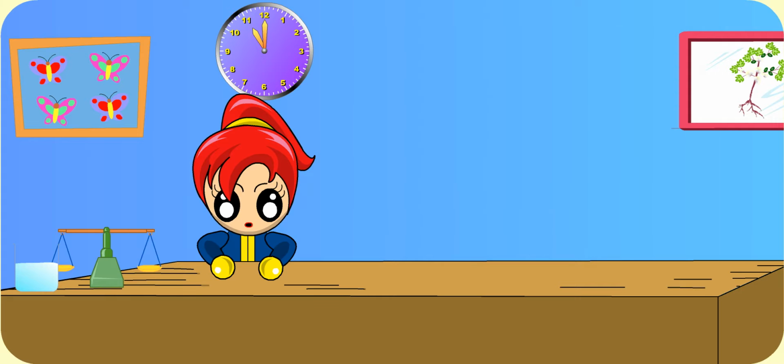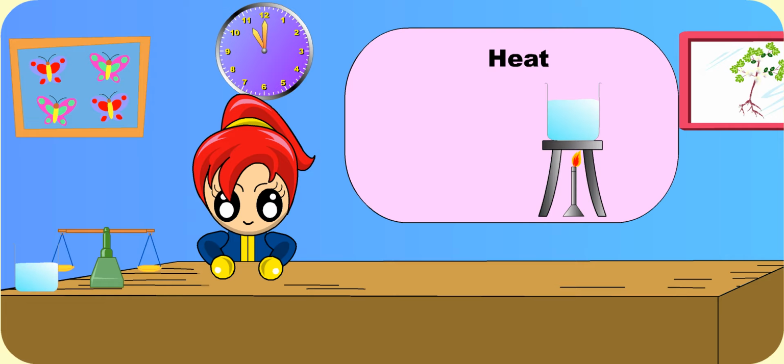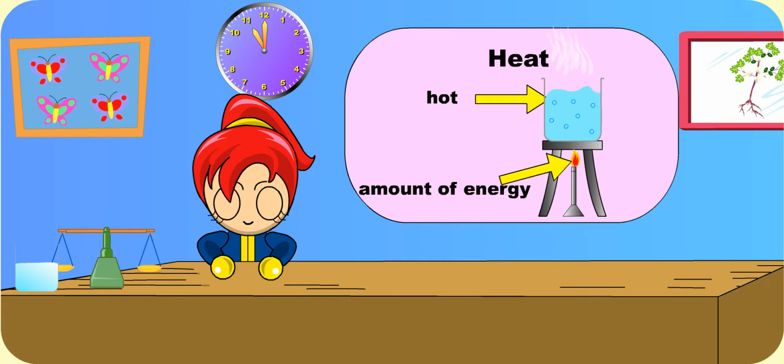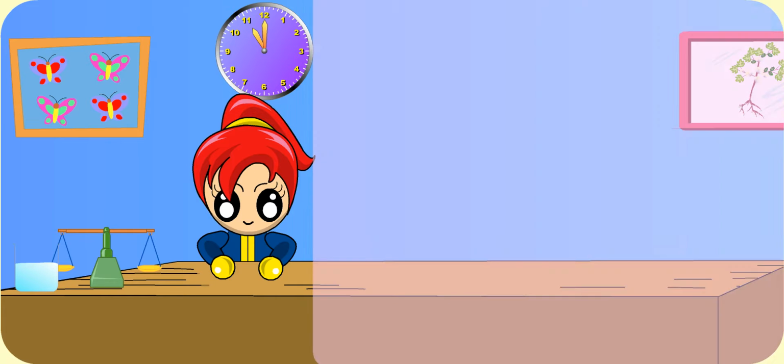Okay, now how do you explain heat? Well, heat is a form of energy. Heat is the amount of energy that is needed to make something hot. I don't quite get it.